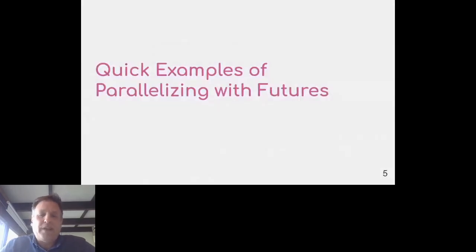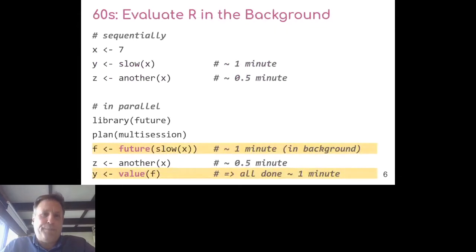So some quick examples of how you parallelize with futures. You can imagine this very simple case on the top here, sequential processing. We have a variable x with value 7. We pass it to a slow function, and that function takes a minute to do its calculation before we assign the result to y. Then we have another function that is also slow, but not as slow. It takes half a minute, and we get the value to variable z. So how can we do this in parallel?